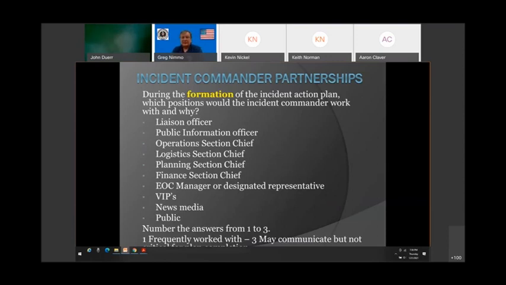We're going to talk about partnerships. I am going to turn this over to Mr. Kevin Schott. He's going to talk to you a little bit about partnerships and some of the things that you have in the incident command world and then with command and general staff.